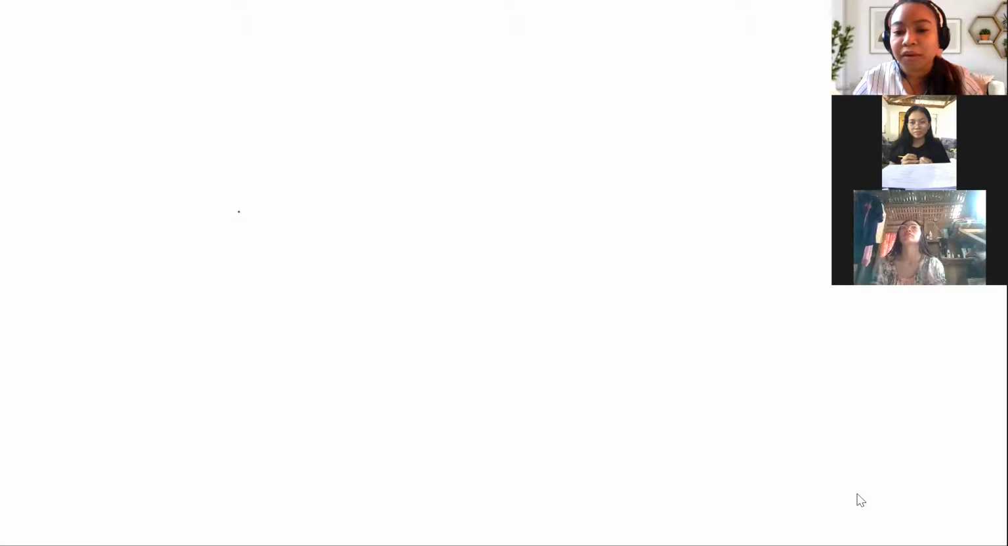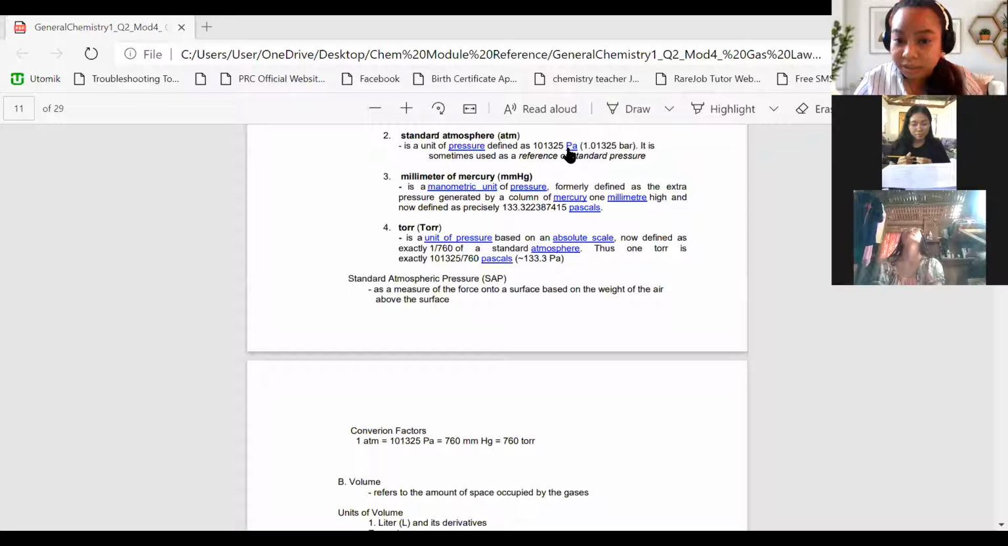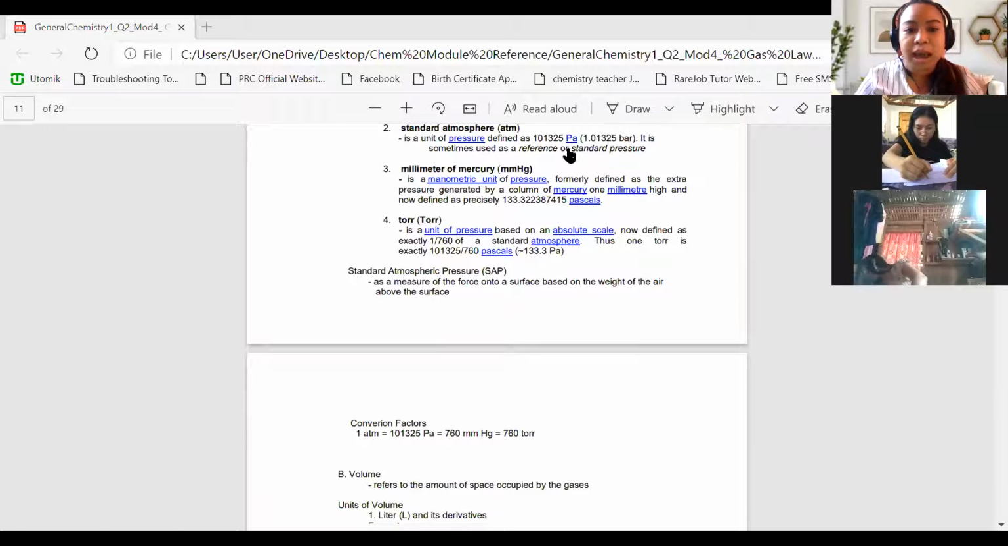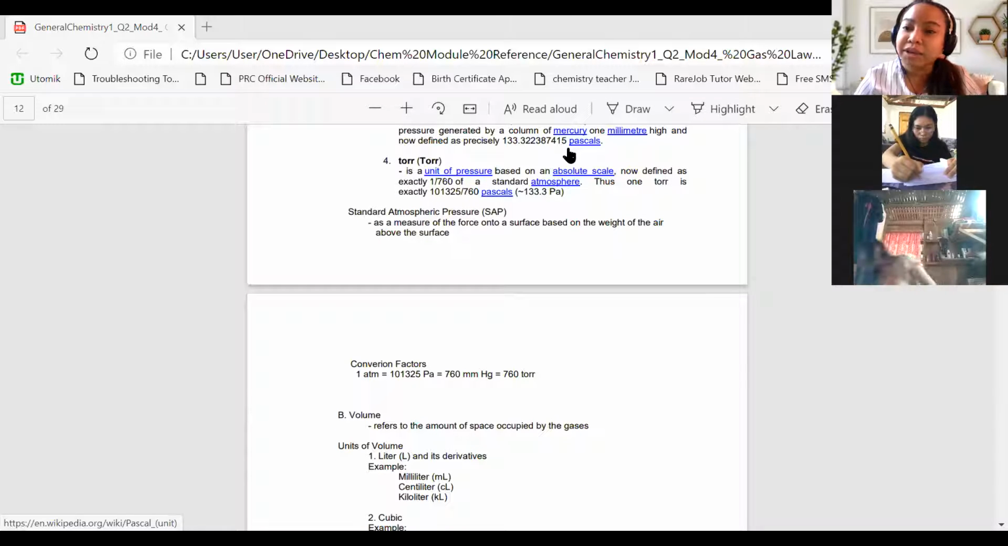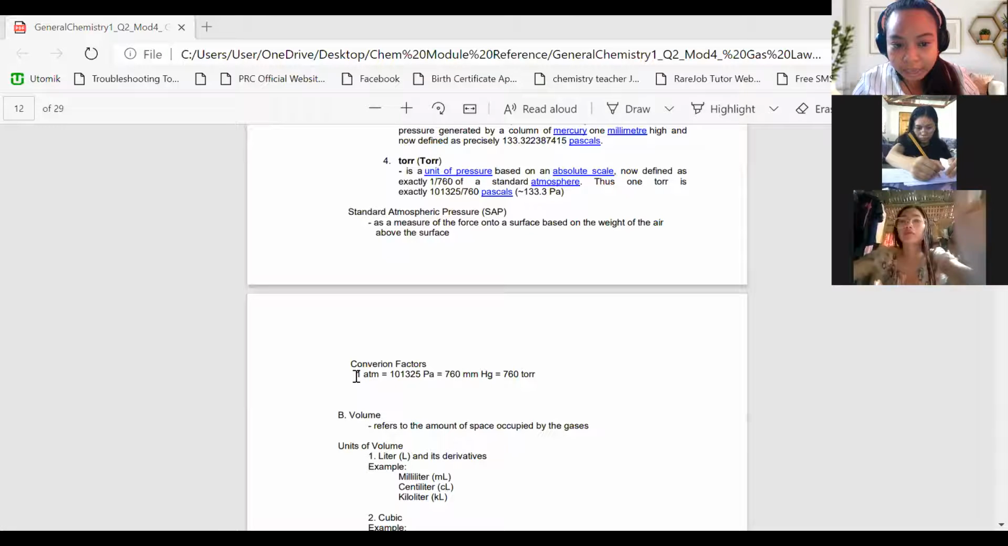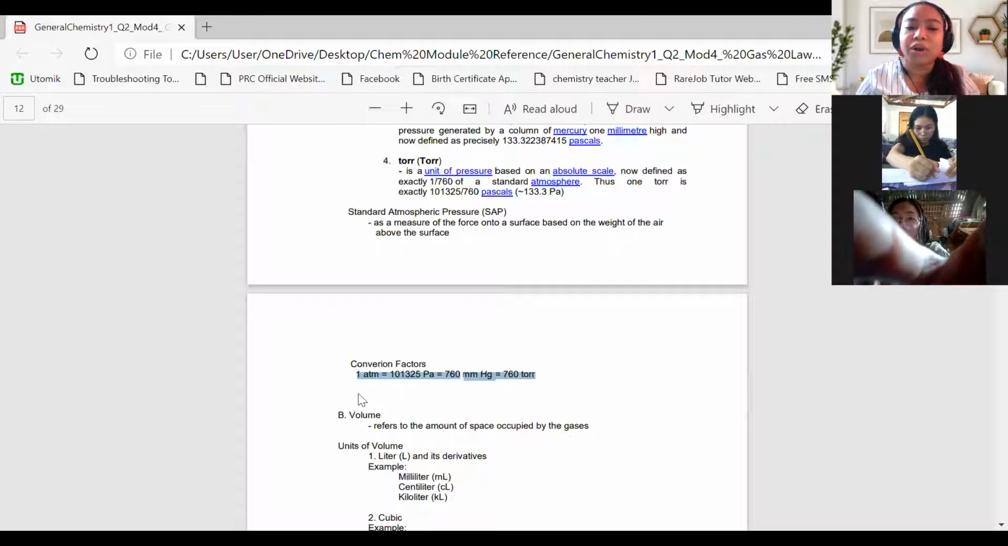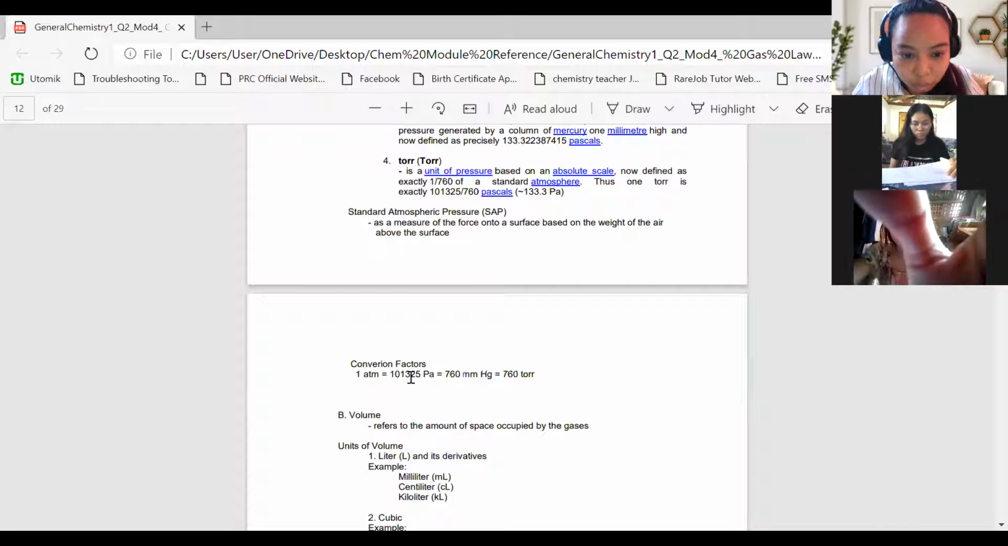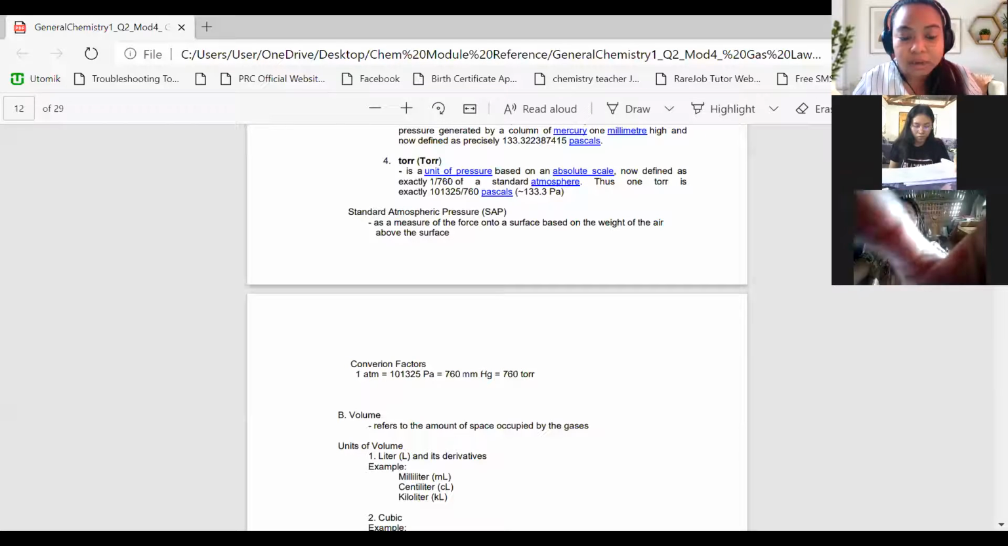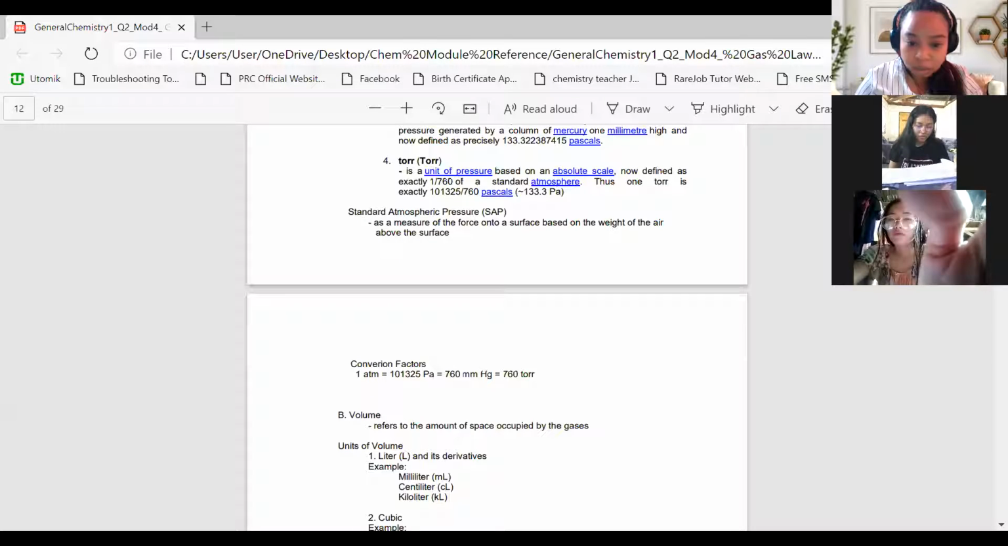So again, the atmospheric pressure is the pressure exerted by the air towards the object. The standard atmospheric pressure has a value of 1 atm. So here is the conversion factor: 1 atm is equal to 101,325 Pascal, and is equal to 760 millimeter of mercury, or 760 torr.